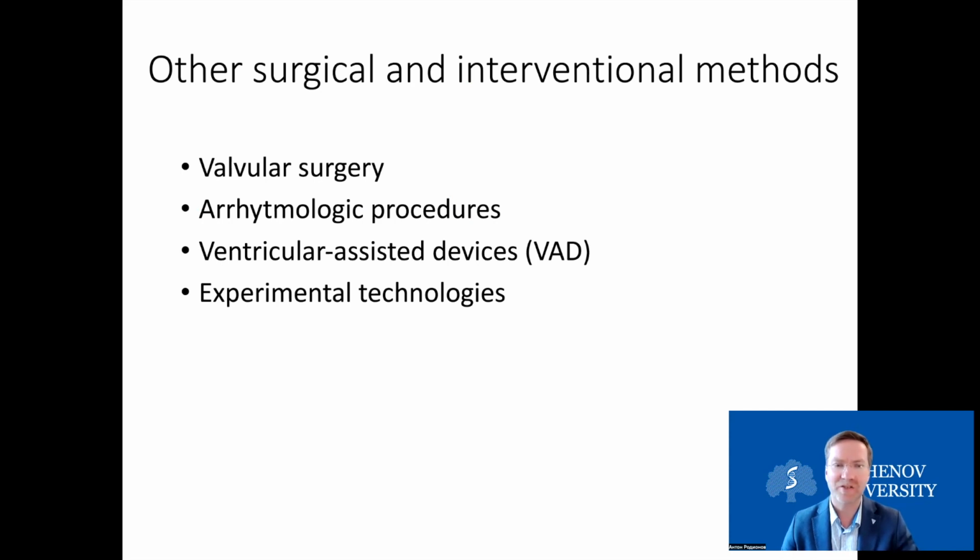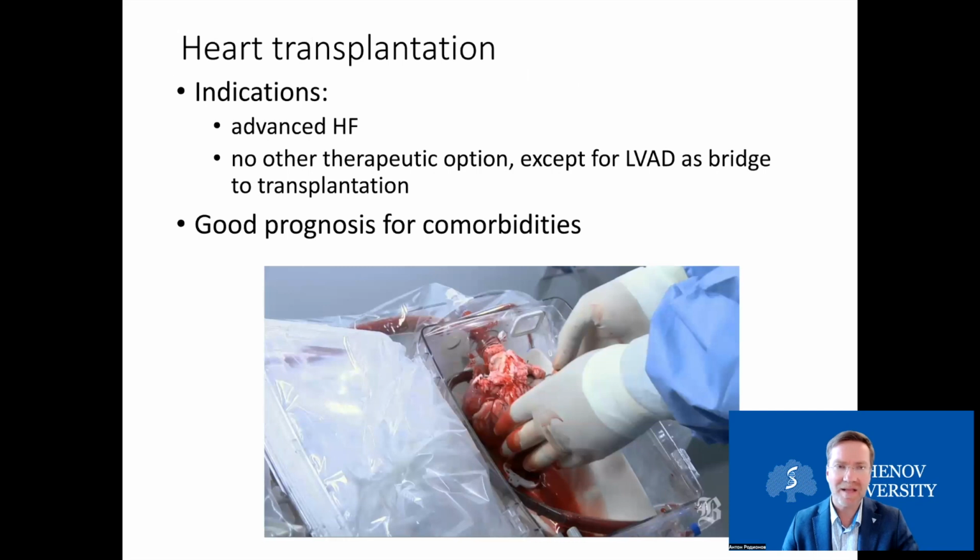And the last step is heart transplantation, which could be indicated in patients with advanced heart failure, with very severe heart failure, when no other therapeutic option is possible, but the patient should not have contraindications. That means he should have a good prognosis regarding comorbidity. So no malignancy, no end-stage kidney disease, and so on and so on. That's why heart transplantation is mostly used in more young patients with non-coronarogenic myocardial disease.